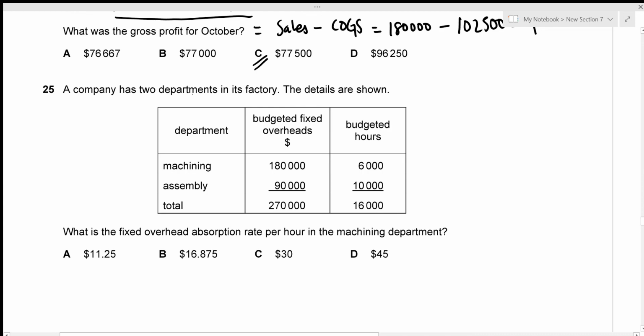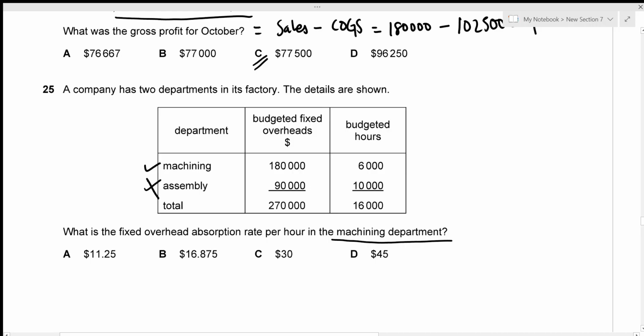A company has 2 departments in its factory, and we're given the following details. We're given the budgeted fixed overheads and budgeted hours for both the machining and assembly department. Alright, we need to figure out the fixed overhead absorption rate per hour in the machining department, which means that we can completely ignore the assembly department.